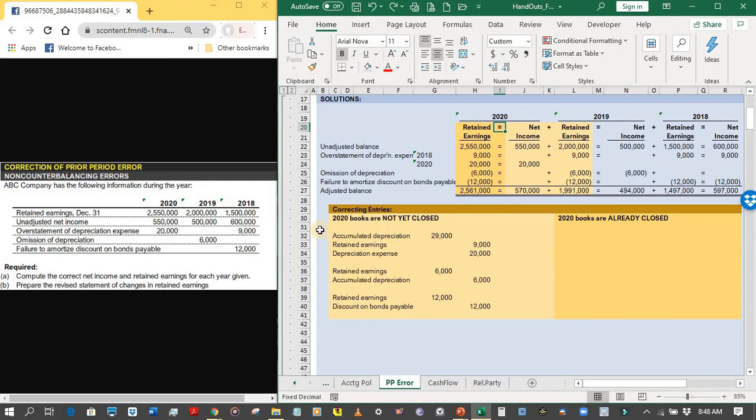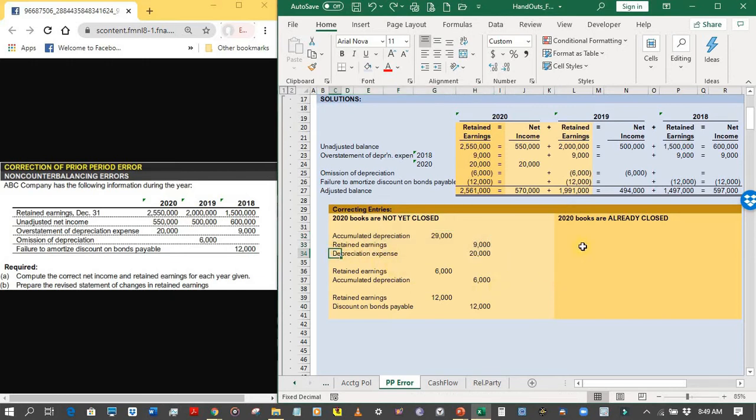So similar to this entry, assuming the books are still open, we debited accumulated depreciation for 29,000 pesos, and the retained earnings is credited for 9,000 pesos, and the depreciation expense was credited for 20,000 pesos. So our correcting entry will be similar to this correcting entry except for the depreciation expense credit of 20,000 pesos. And that is because depreciation expense is a nominal account.